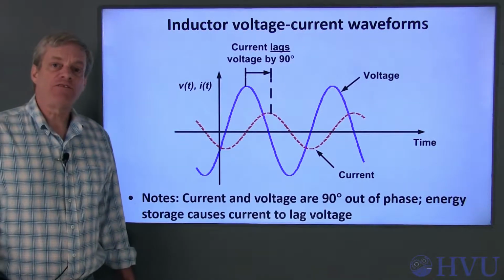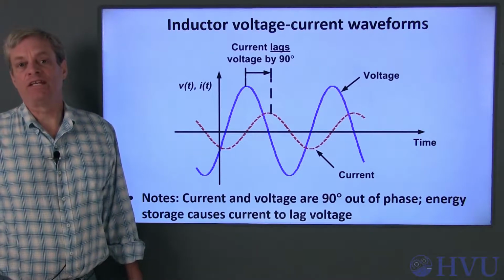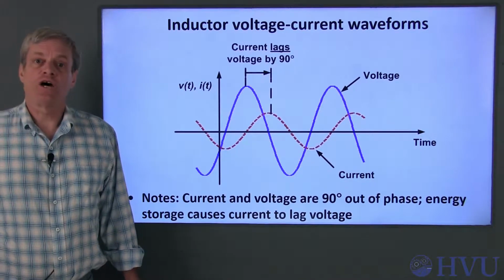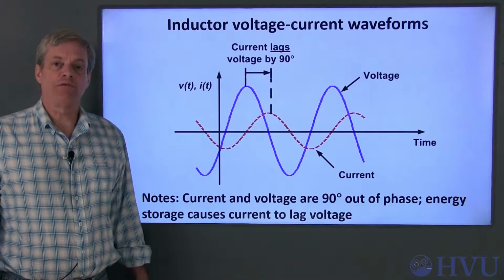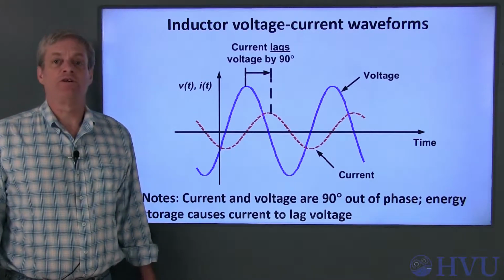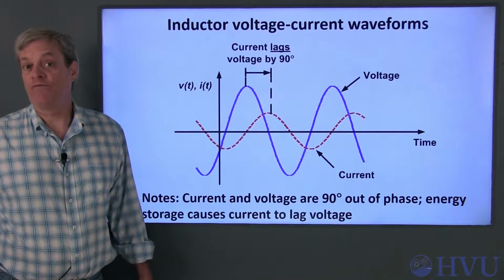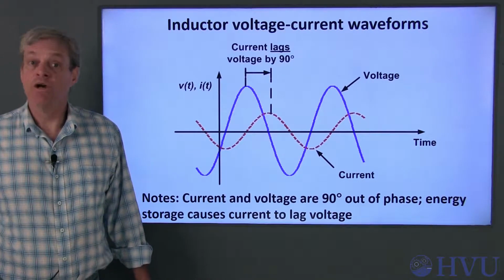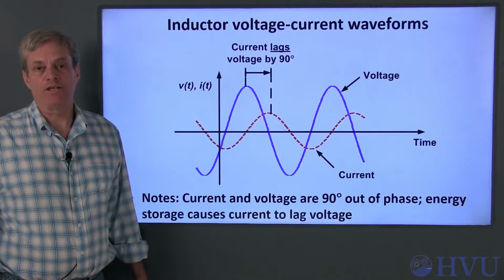The phase shift between voltage and current is because of the inductor energy storage, which causes the time domain voltage-current relation to be a differential equation. The differential equation, in turn, introduces the multiplicative factor of j in the phasor relationship, which results in the 90-degree phase shift.